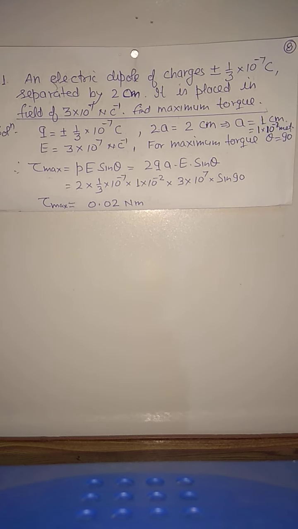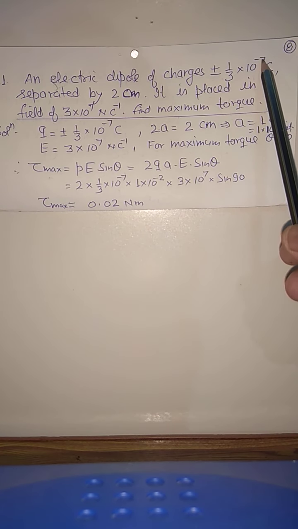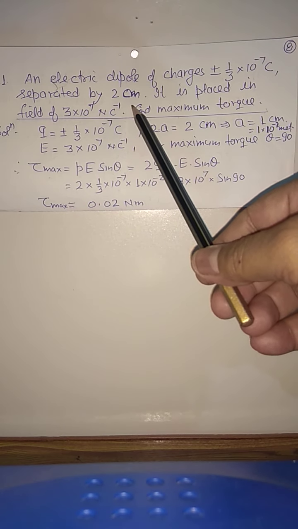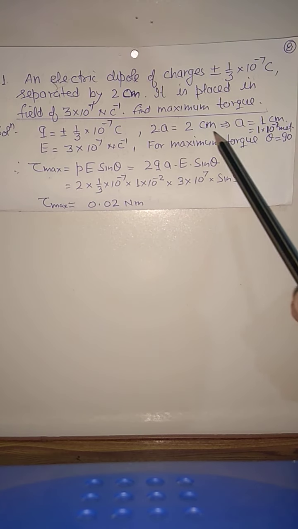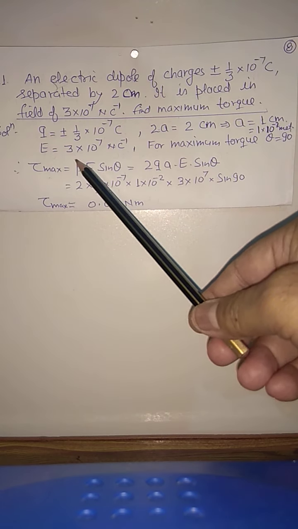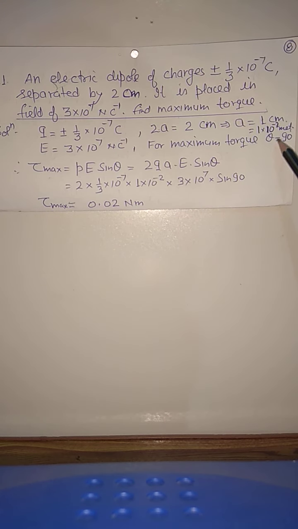Tau maximum is equal to PE only. If you write the general formula, tau is equal to PE sine theta. Q is given here as 1 by 3 × 10 to the power minus 7, and 2A is the separation, 2 centimeter, right? So Q is equal to this, 2A is equal to 2 centimeter, that is A is equal to 1 × 10 to the power minus 2 meter, and the electric field is given as 3 × 10 to the power 7 Newton per coulomb, and for maximum torque theta is equal to 90 degree.